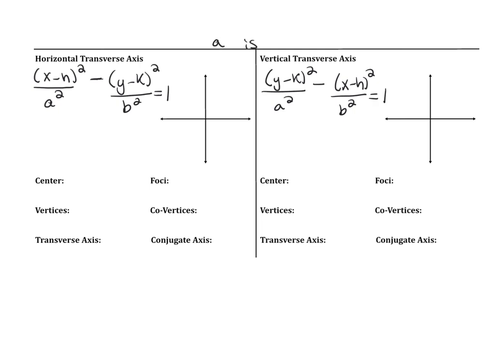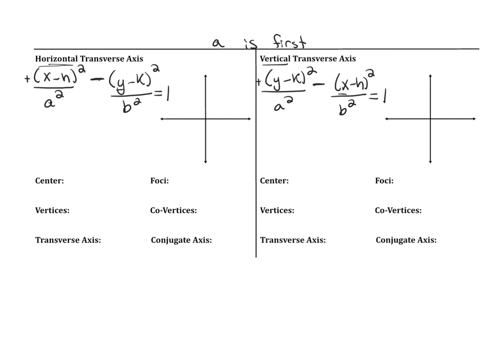So when we were working with ellipses, a was the bigger denominator, but in this one, a is first. So the biggest difference here is whether you have minus the y versus minus the x. Or you could think, if the x is positive, there's your horizontal. If the y is positive, there's your vertical. Okay, so what does a hyperbola look like?